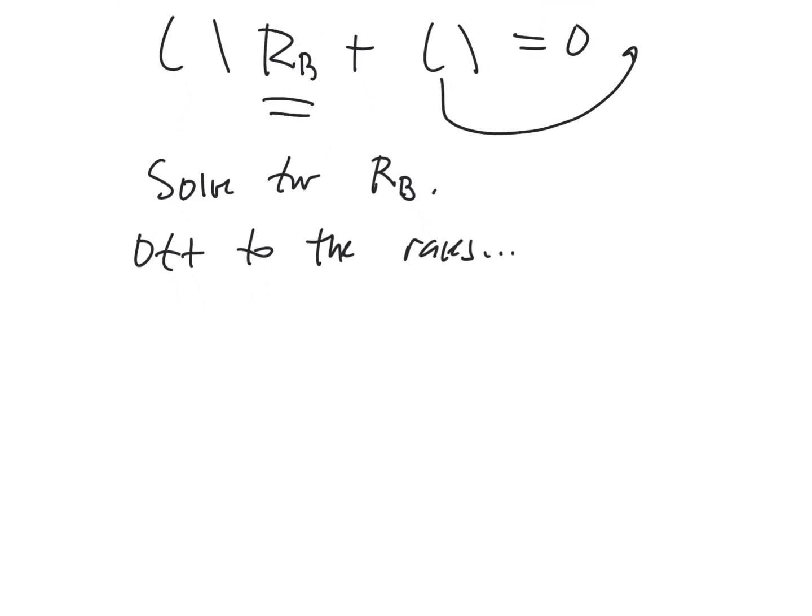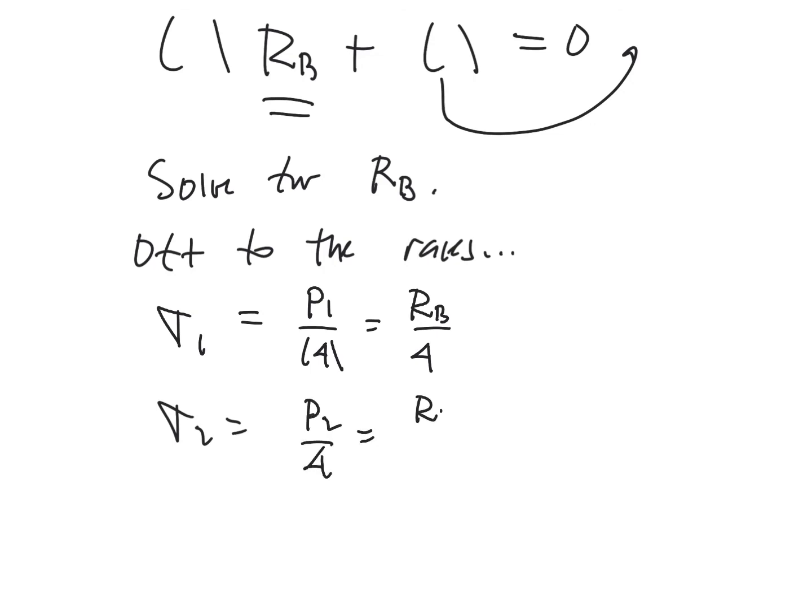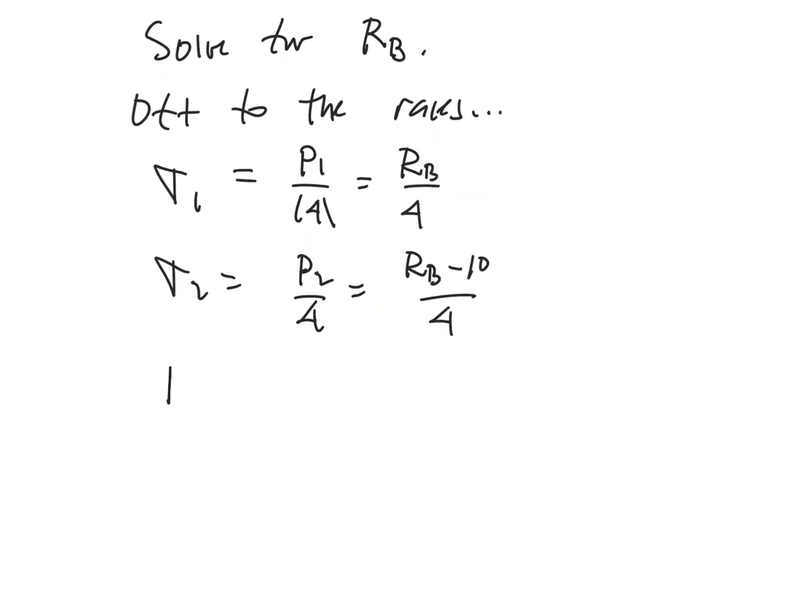Why is that? Well, because then the stress in the first segment, the first bar, is going to be P1 divided by its area. That was the 4. And P1 is just RB. RB divided by 4. Sigma 2 was equal to P2 divided by 4. That was RB minus 10, all divided by its area. And then sigma 3 is going to be the P3 divided by 1.5, and that would be RB minus 6 divided by 1.5.